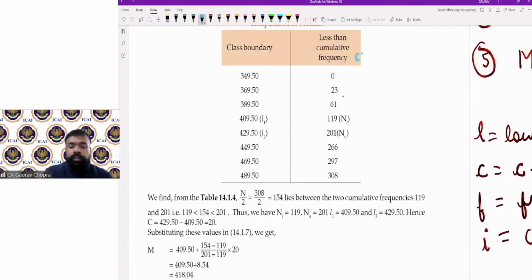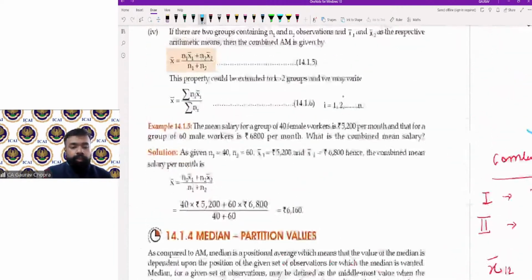So this is your CF, cumulative frequency. तो सीरीज को अरेंज किया, CF कैलकुलेट किया. Next step is to find out the rank. Rank is how much? 308 by 2, 154. 154 कहाँ कवर होगा? इस 201 में. And if you see the question, वहां पे आपको class interval given रहेगा. That is from 409.5 to 429.5. Let me show you the question.